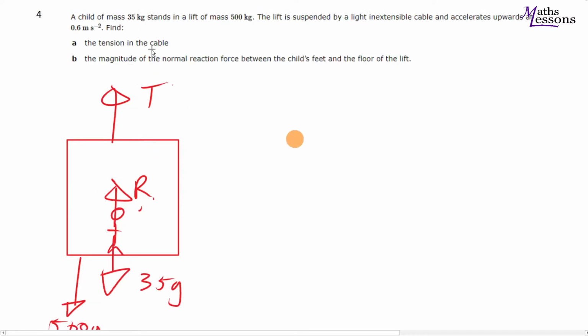So when working out the tension in the cable, we're going to just look at the external forces, the tension and the two massive weights acting together.